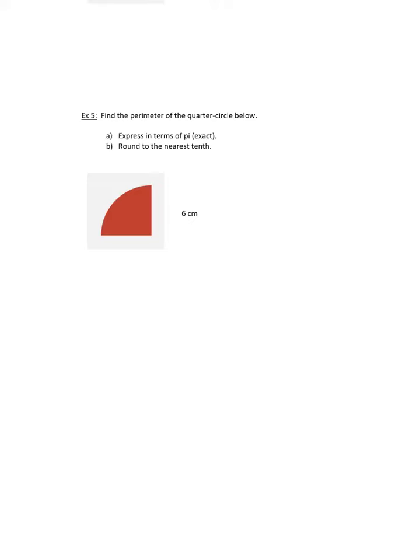Hey guys, so I'm posting a correction to my work on example 5. As I was doing this in class with you guys, I remembered that I didn't finish the problem when I did it in the video. So we start out the same way. This is 6, this is our radius, and we're looking for the perimeter of the quarter circle.